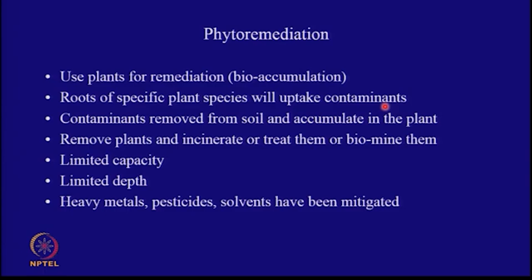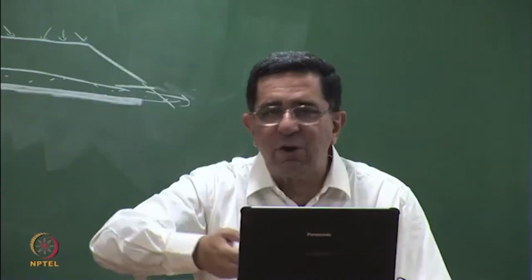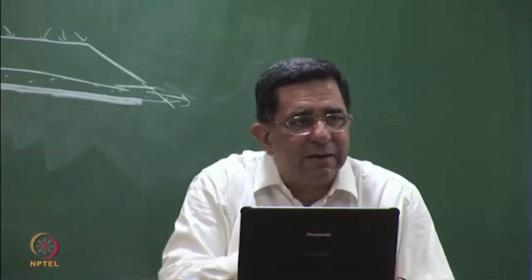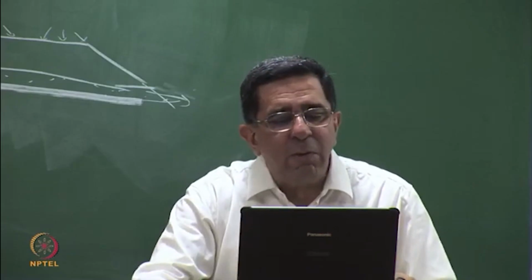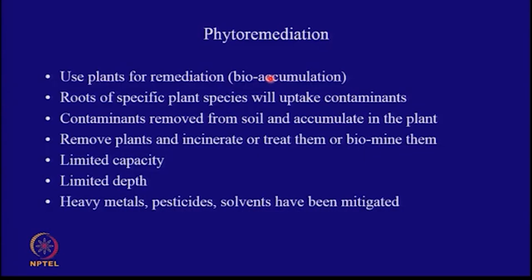As the roots uptake the water, these contaminants will also come into the root and they will get deposited in the tissues of the plant. So, you get bioaccumulation of the contaminant inside the plant. Water will evaporate, salts will come and accumulate. So, contaminants are removed from the soil and accumulate in the plant.